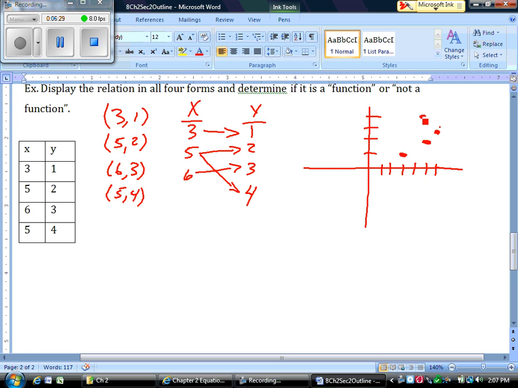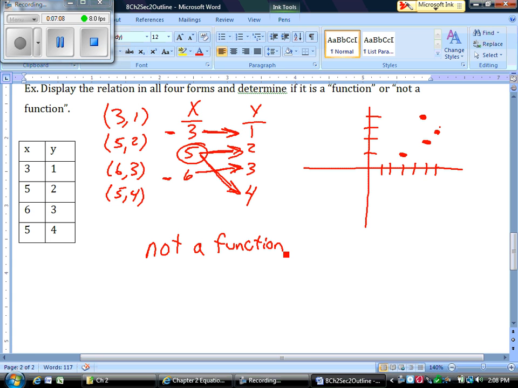Okay? Now I have to determine if this is a function or not a function. Remember, a function is something where every x value is paired with exactly one y value. So let's look at my x's. This 3 has one y value. It's got one arrow going to the 1. The 6 has one y value going to the 3. My 5, on the other hand, is going to 2, and it's going to 4. That means 5 has 2 different y values. Therefore, this is not a function.